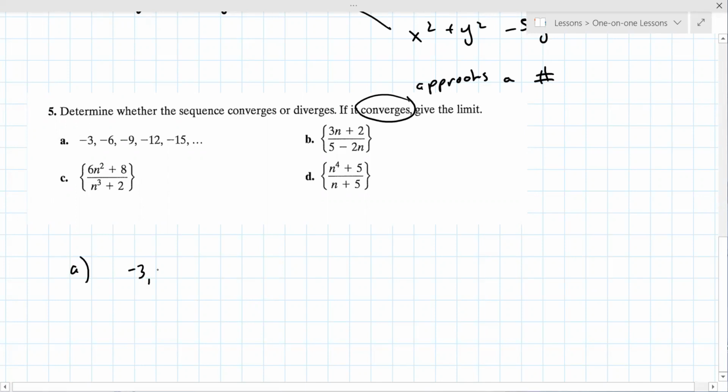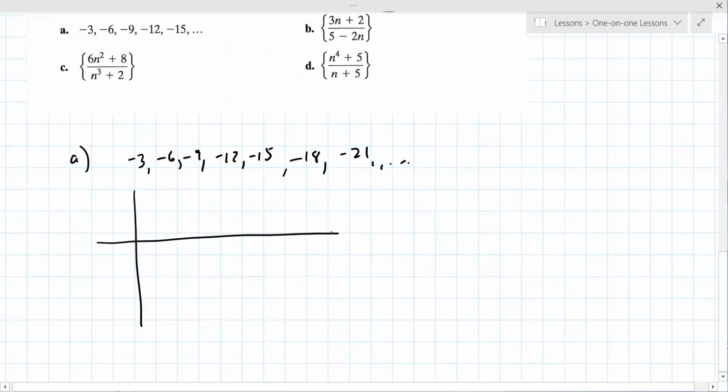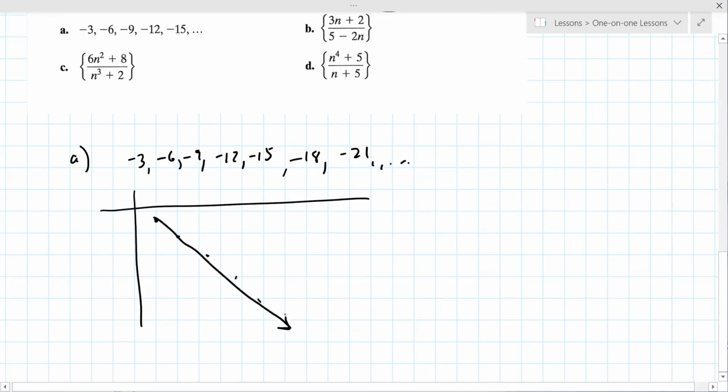A is -3, -6, -9, -12, -15. Each time it's going down by 3. So if you were to graph this, that's probably a good place to start. The first point, wherever you want to consider it, there, and see how it's just going down forever. This one approaches -infinity. This one does not converge; it diverges. Infinity is not a number; it's a destination. If you see something that's growing really large, positive or negative, then it diverges.